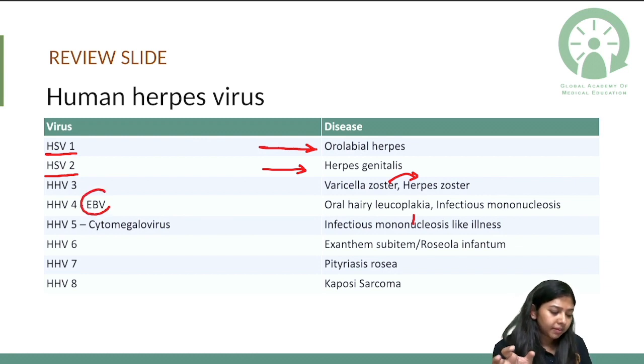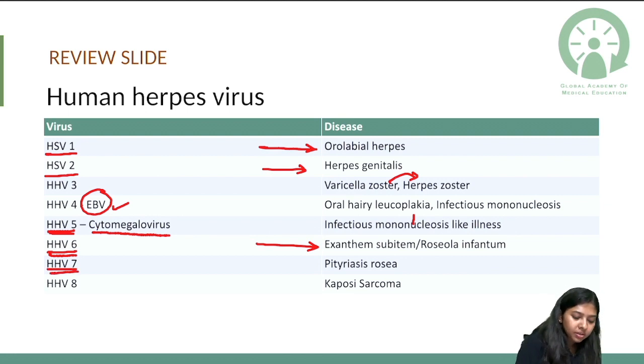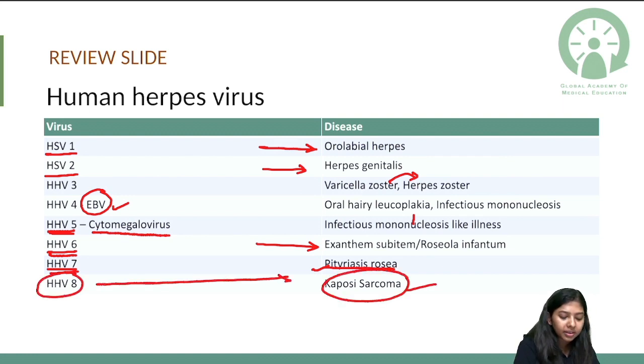HHV4 is actually Epstein-Barr virus. It causes infectious mononucleosis and also oral hairy leukoplakia. Very important question: oral hairy leukoplakia is caused by Epstein-Barr virus. HHV5 is cytomegalovirus. It causes an infectious mononucleosis-like illness. HHV6 causes exanthem subitum or roseola infantum. We will come to this; there is a question on this. HHV7 will cause pityriasis rosea. It has been found to have an association with PR. And HHV8 causes Kaposi sarcoma.